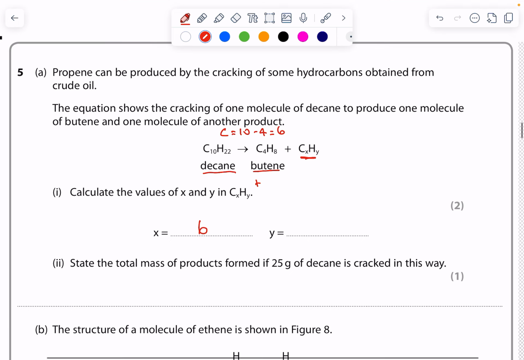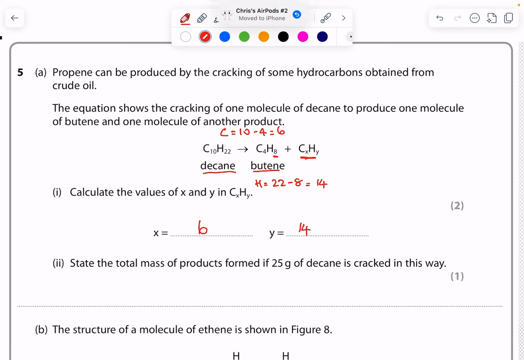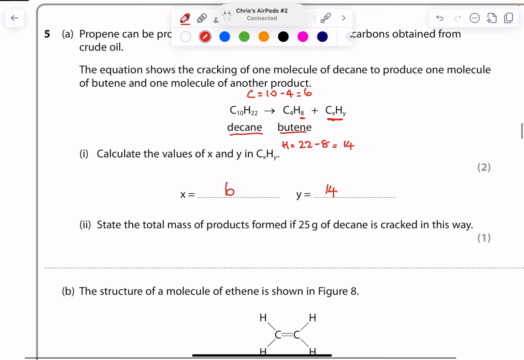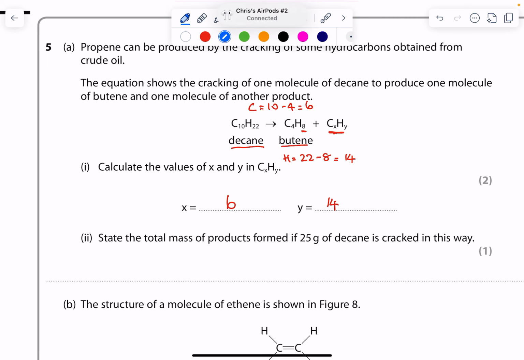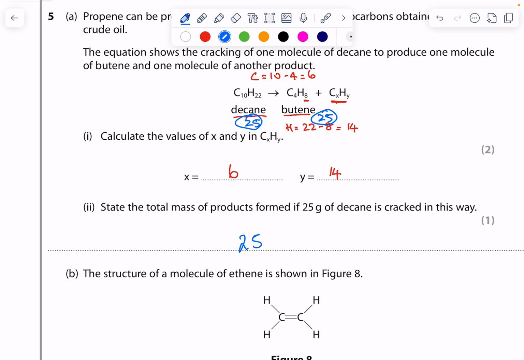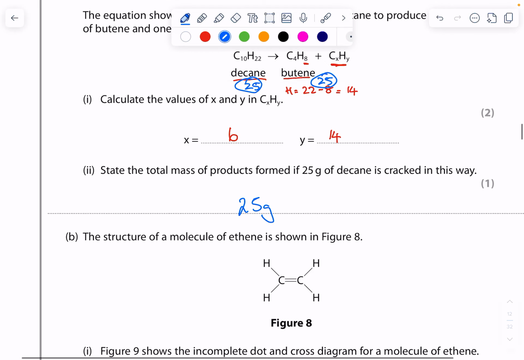And Y, so hydrogens, it started off at 22. We've got 8 of them in here, so take away the 8, and that's going to leave me 14 missing. So here I'm going to put 14 down as my answer for Y. State formed. So here, if you've got conservation of mass, if you've got 25 of the reactants, then you're always going to have 25 of the products formed as well. So this will be 25, and that'll be grams.